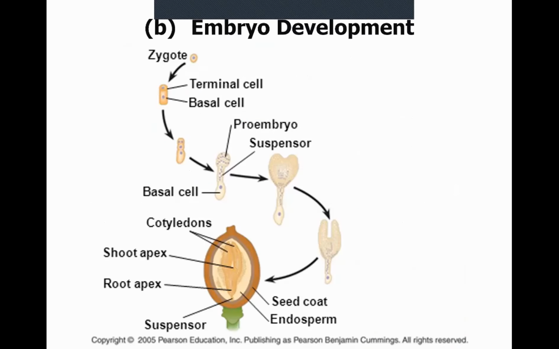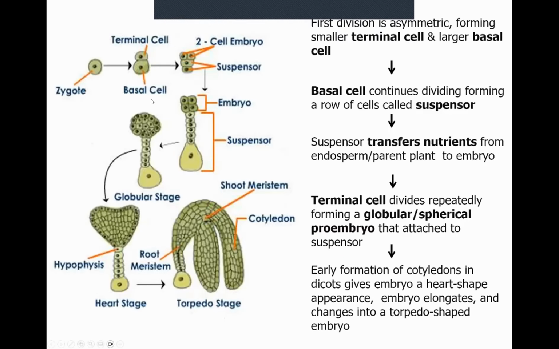Okay, next, that is endosperm development. Next is embryo development, right? So you can see from here, this is the zygote, right? The zygote will then form terminal cell and basal cell. Okay, let's see how the zygote forms terminal cell and basal cell. Okay, so this is the whole thing actually showing you the development of embryo. Okay, right, kita start satu-satu. Okay, first, right?